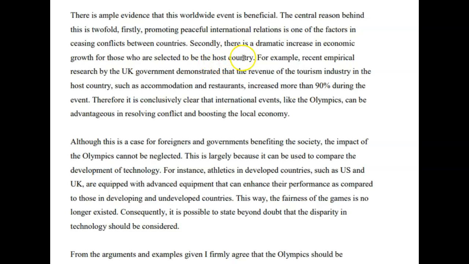"Secondly, there is a dramatic increase in economic growth for those who are selected to be the host country. For example, recent empirical research by the UK government demonstrated that the revenue of the tourism industry in the host country, such as accommodation and restaurants, increased more than 90% during the event. Therefore, it is conclusively clear that international events like the Olympics can be advantageous in resolving conflict and boosting the local economy." You supported the local economy, but you did not support this idea of resolving conflict.